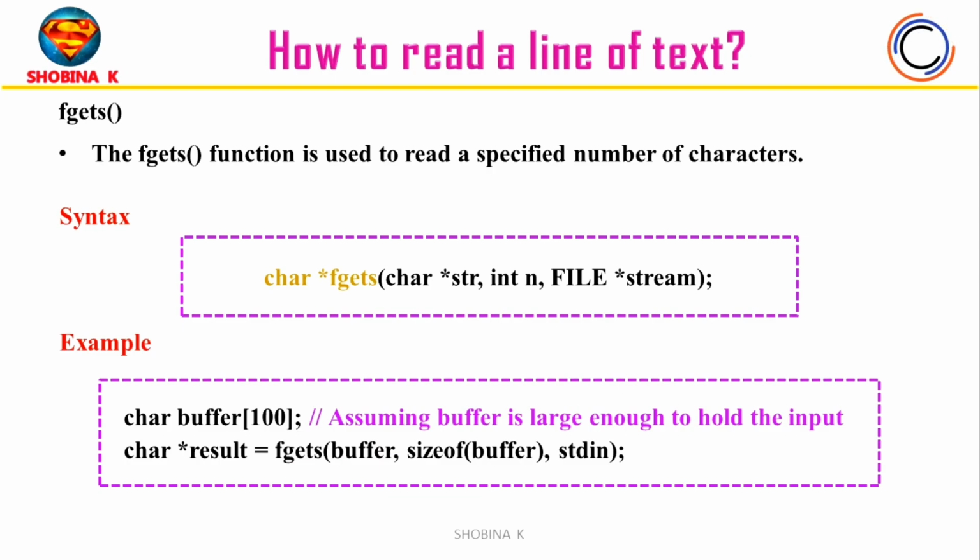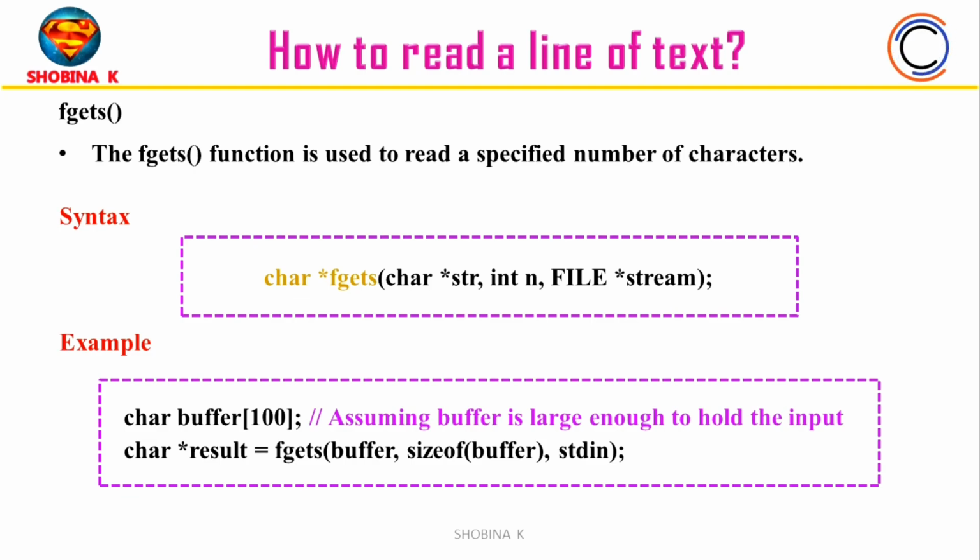The fgets function reads a text line or a string from the specified file or console, and then stores it to the respective string variable. And this is the syntax for the fgets function. The char asterisk indicates the return type of the fgets function. So in this case, it indicates that the fgets function returns a pointer to a character. fgets is the name of the function.